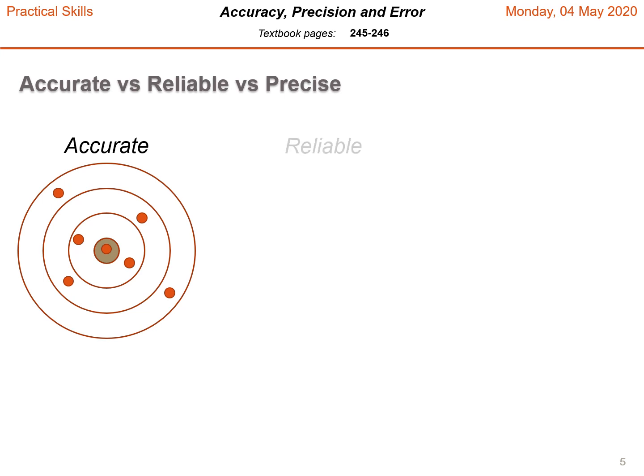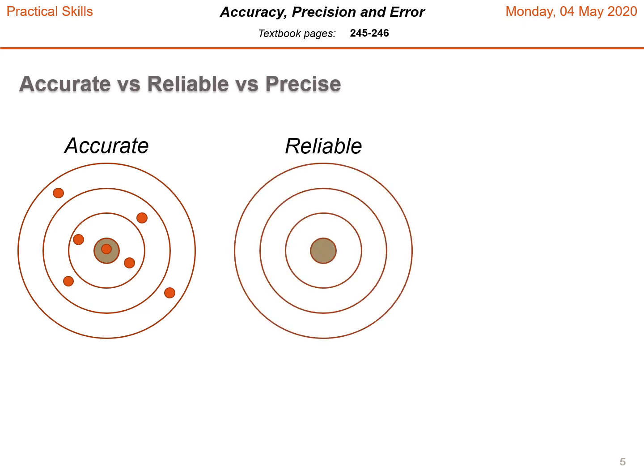Now let's look at reliable. In this example, you can see that each of the shots is in a very similar position on the target, and yet they're not very accurate because all of them are away from the center point. Reliability or reliable results are where there's a very small spread in the data, so most of the data points are very close together. This is reliable.